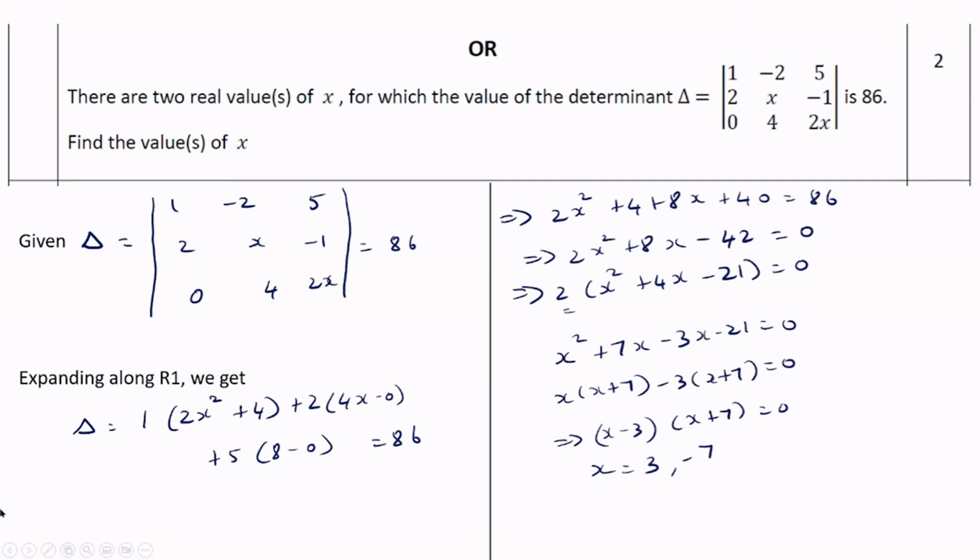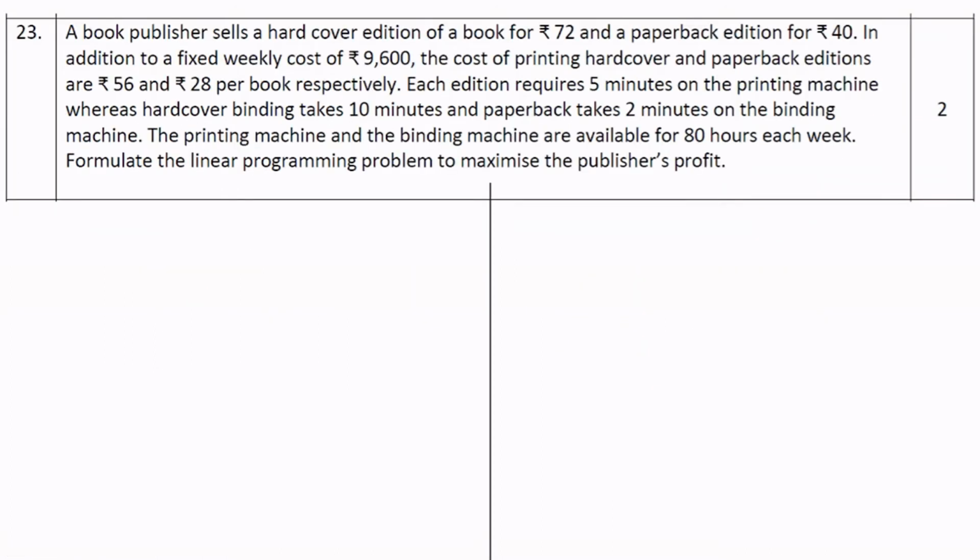Expanding along a particular row and writing this step carries 1 mark, and then finding the values of x carries 1 mark. Moving on to the next question.